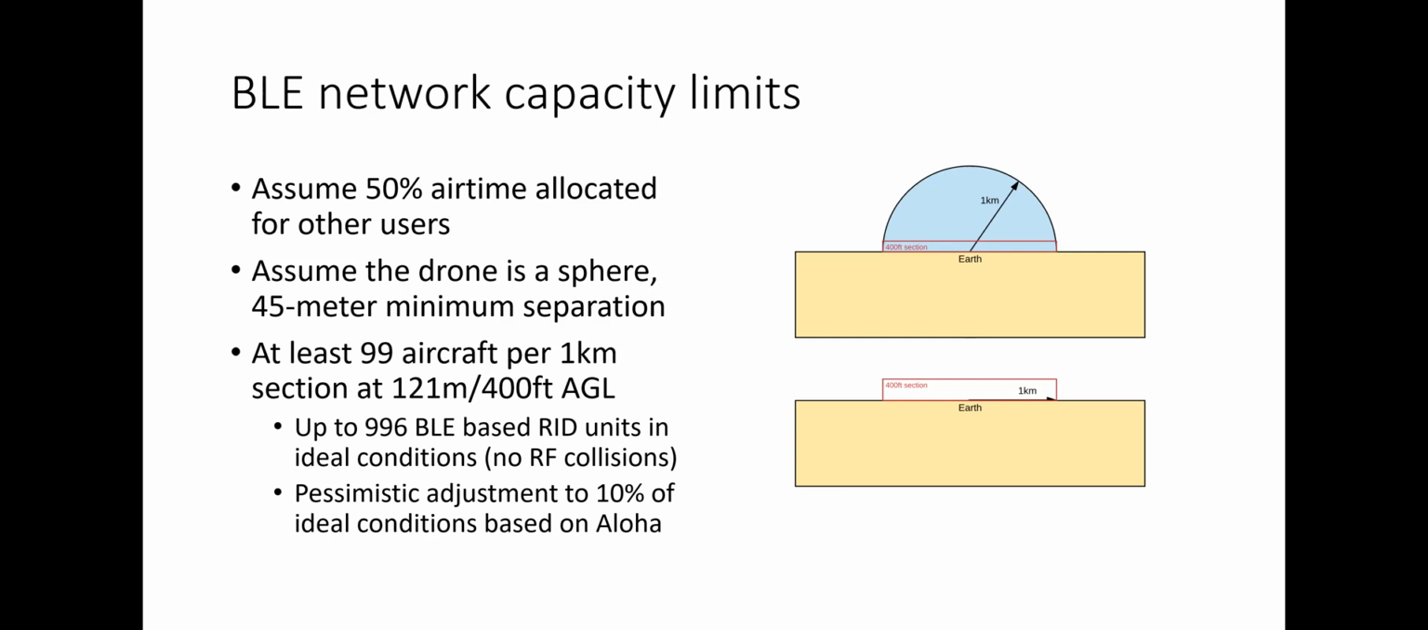Where I got the 99 number from is if you go back and read some of the old papers on the Aloha radio network, they saw a lot of loss due to retransmits and collisions. So I picked one of the more pessimistic numbers of 10% of that. So that's how you get that. So 99 aircraft in a space that big is pretty crowded, I'd say.